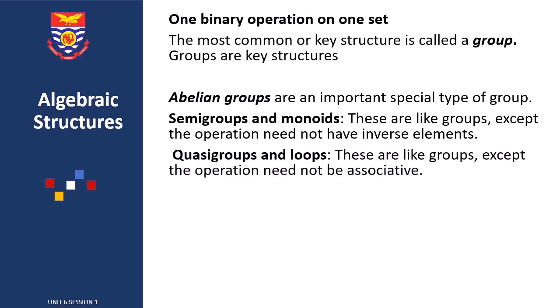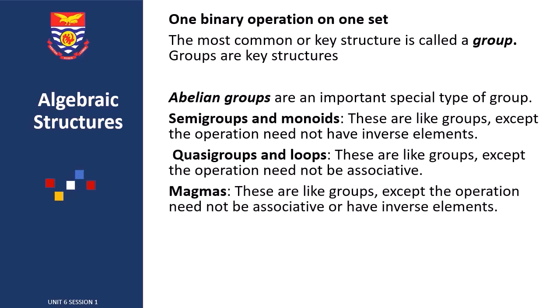Another one is quasi-groups and loops. These are like groups, except the operation need not be associative. So in quasi-groups, associativity is not defined. Then magmas, in plural. These are like groups, except the operation need not be associative or have inverse elements. Then we say that it's a magma, or magmas for plural.